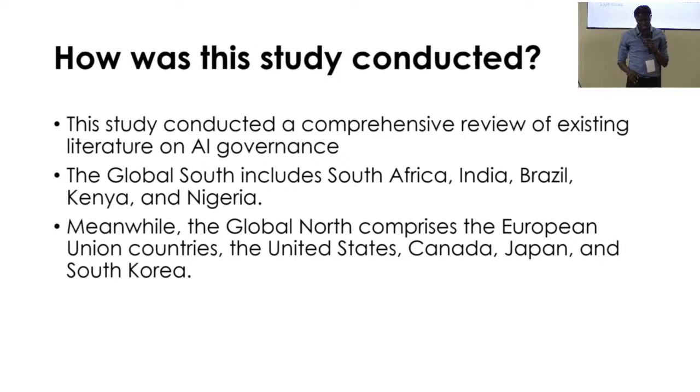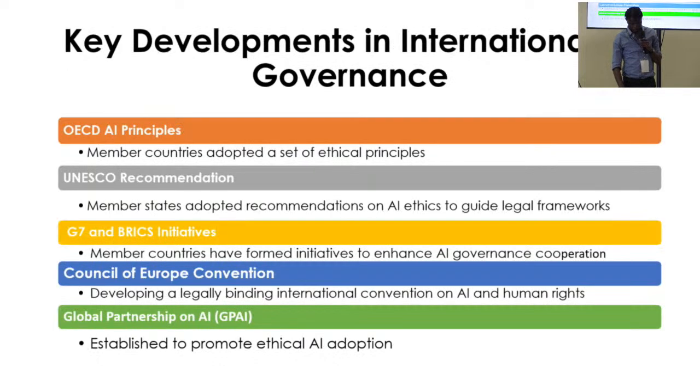So basically, like I said, this was a comprehensive secondary review of existing literature on AI policies or governance, particularly in the global south. We're not looking at all countries. We specifically focused on South Africa, India, Brazil, and Nigeria. While in the global north, we're looking at the United States, the European Union countries, and also Canada, Japan, and South Korea.